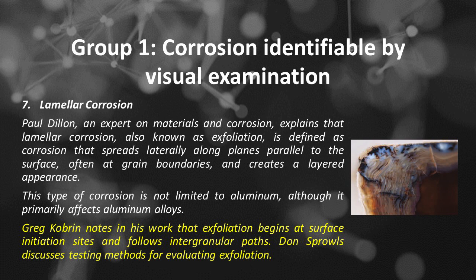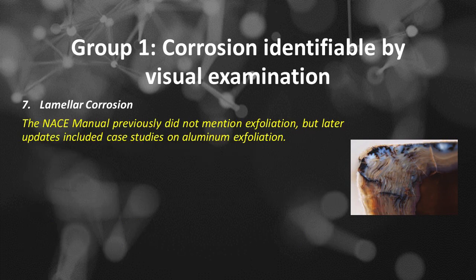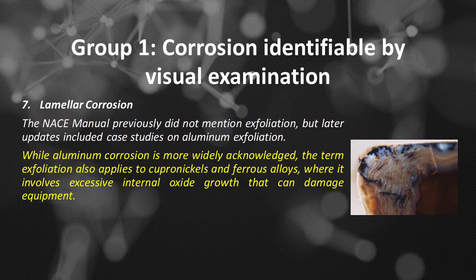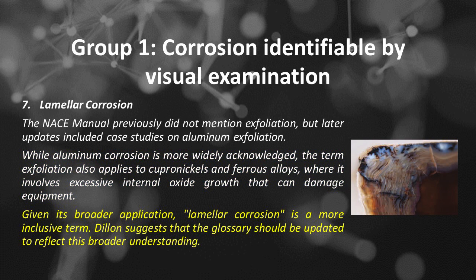Don Sprouse discusses testing methods for evaluating exfoliation. The NACE manual previously did not mention exfoliation, but later updates included case studies on aluminum exfoliation. While aluminum corrosion is more widely acknowledged, the term exfoliation also applies to cupronickel and ferrous alloys, where it involves excessive internal oxide growth that can damage equipment. Given its broader application, lamellar corrosion is a more inclusive term. Dillon suggests that the glossary should be updated to reflect this broader understanding.